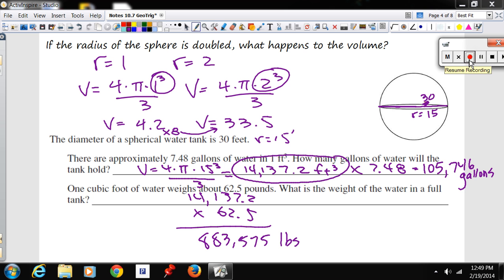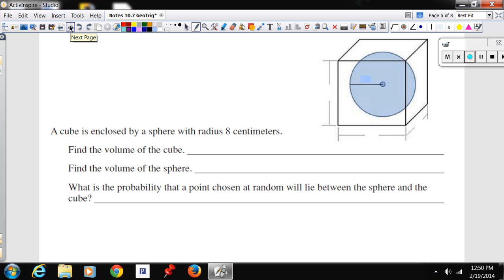So the cubic feet that we found that was inside of the sphere was 14,000 cubic feet. Each one of those carried 7.48 gallons, so total gallons was 105,746. Each one of these also weighed 62 pounds. So we got to multiply it by 62 and a half, and you get your total pounds, your total weight. I have to do the last ones really quick. So I know that we're going to move on, so here they are. You can watch those back later if you need it.